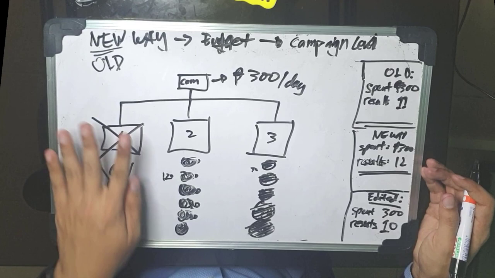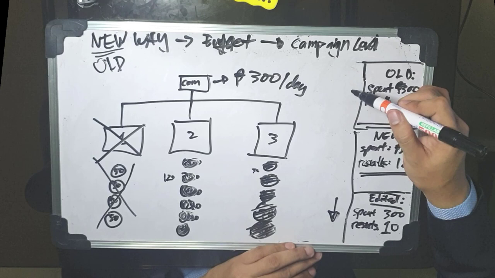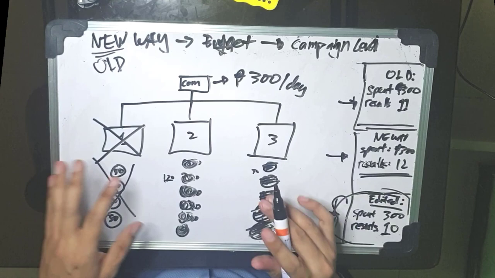Your campaign, this is actually the lowest, no? This is the lowest of all. Ito, you got 11 results. Ito, you got 12 results. Ito naman, you got 10 results. So, this is what would happen if pinakialaman mo yung campaign mo pag naka-CBO ka.